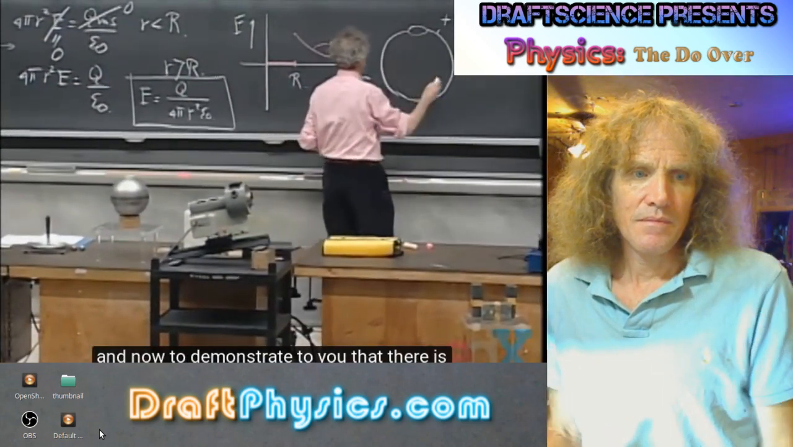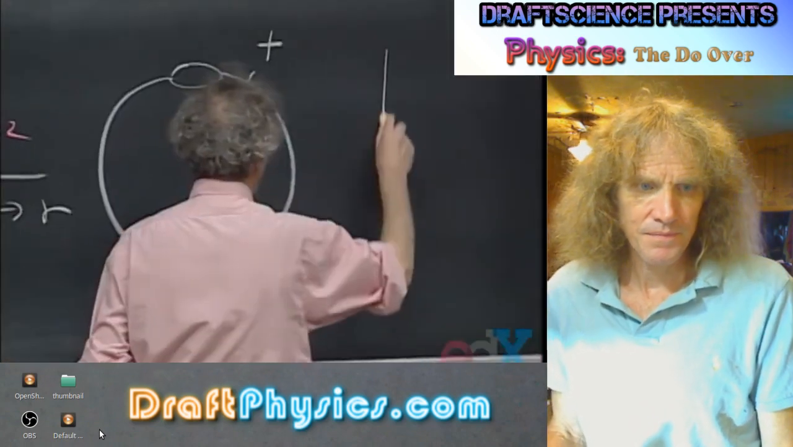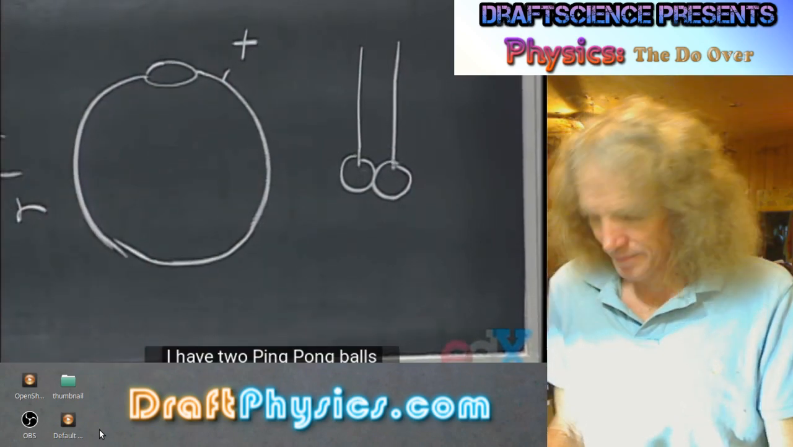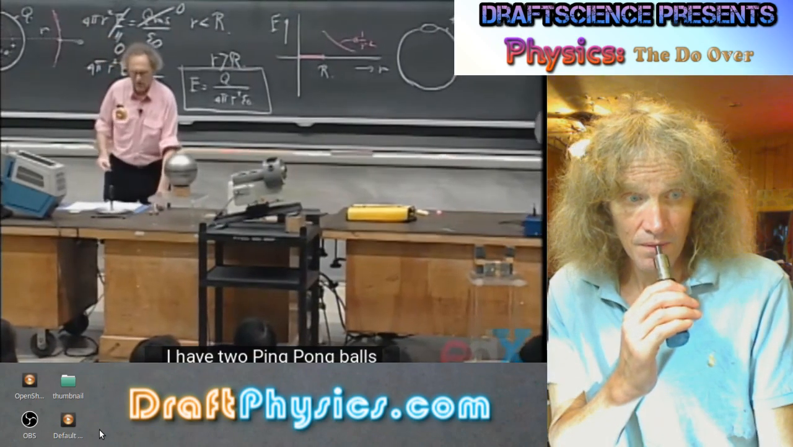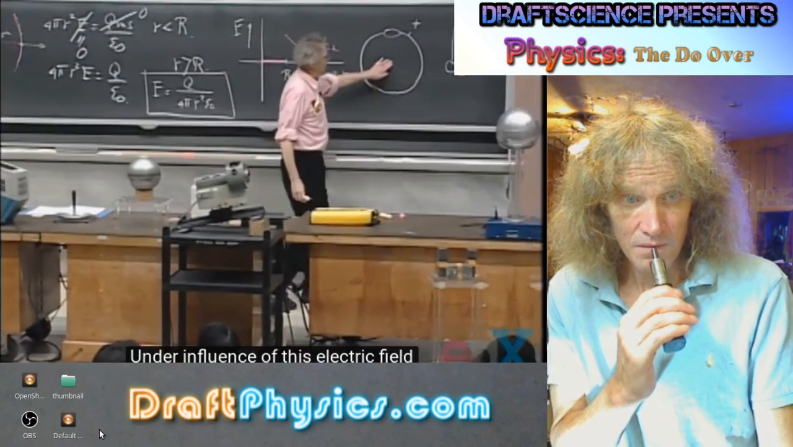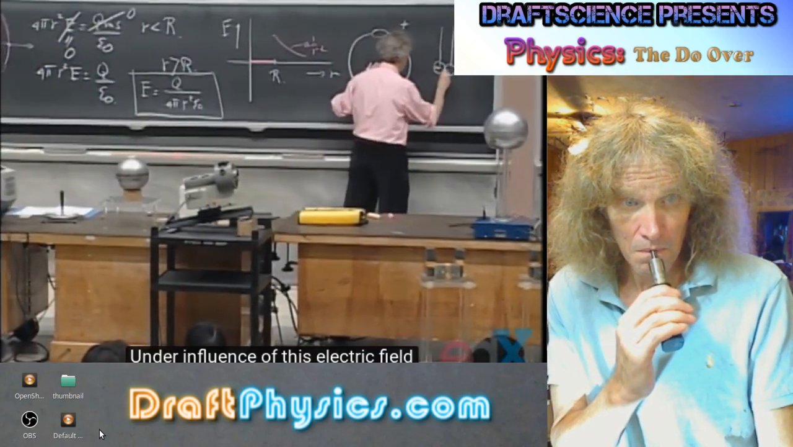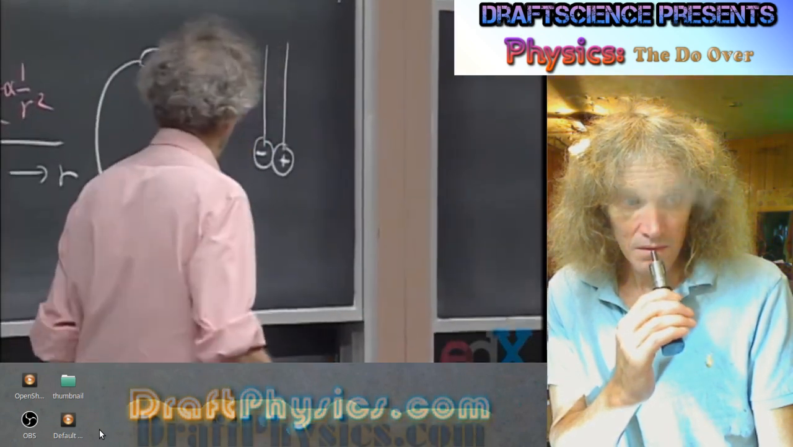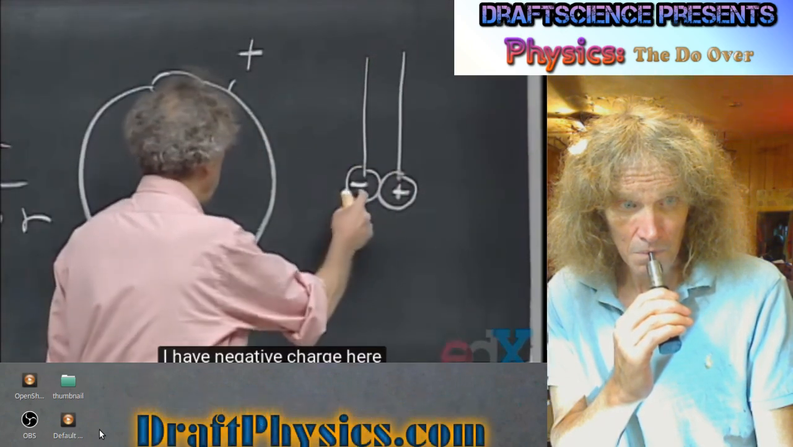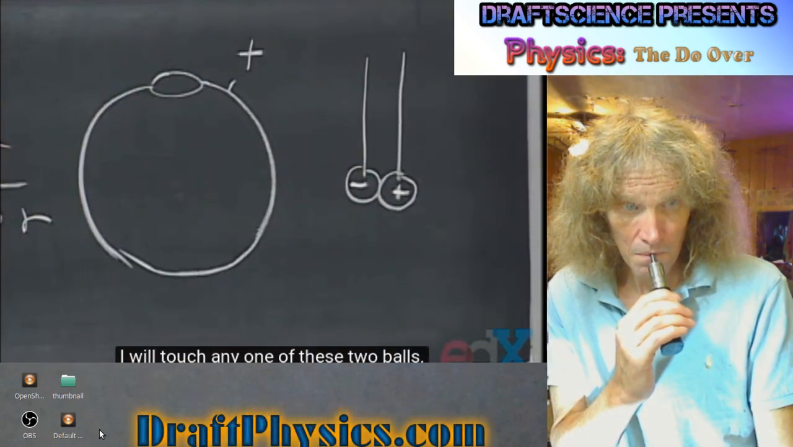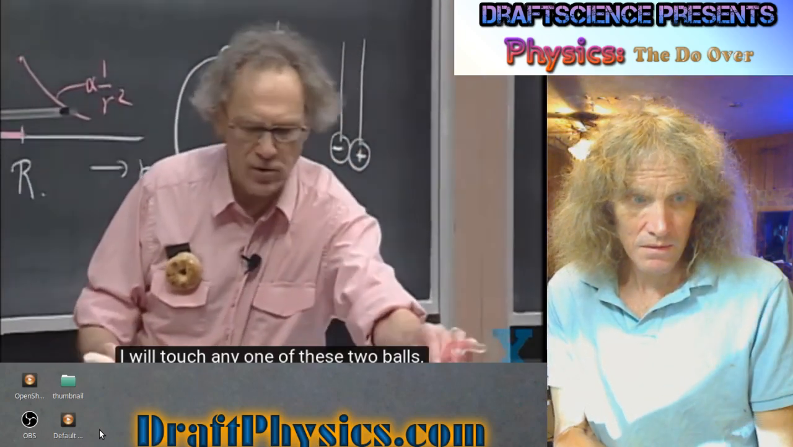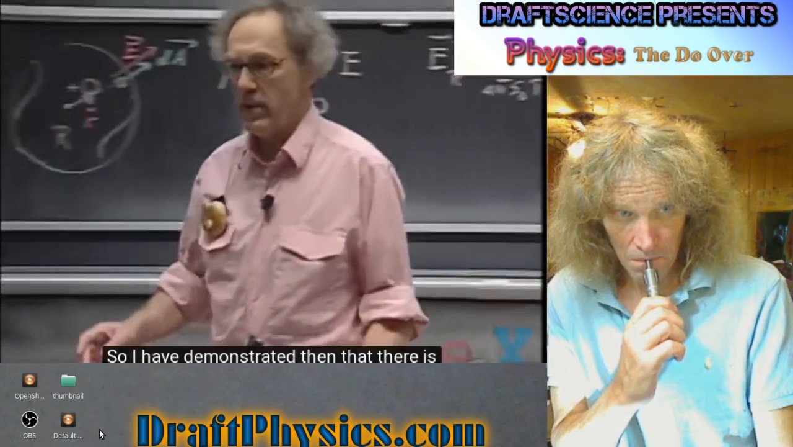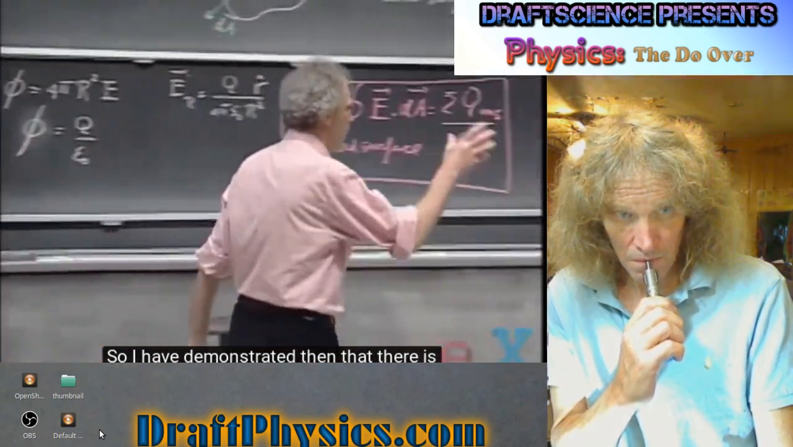And now, to demonstrate to you that there is an electric field here, I will use induction. I have two ping pong balls painted with conducting paint. They touch each other. Under influence of this electric field, this one will become negative and this one will become positive. We've discussed that last time. You create a dipole. It's not important that it is a dipole. I separate the two. I have negative charge here and positive charge there. I will touch any one of these two balls, it doesn't matter which one, with the electroscope, and you will see that there is charge there. So I have demonstrated then that there is an electric field outside that sphere.